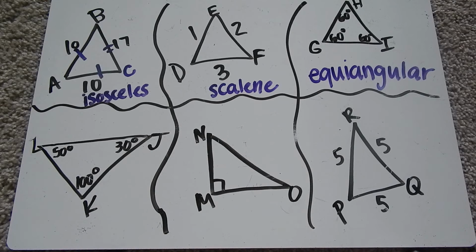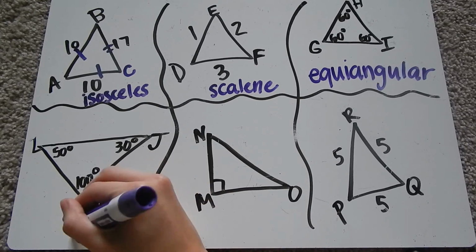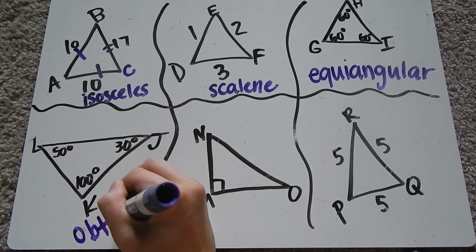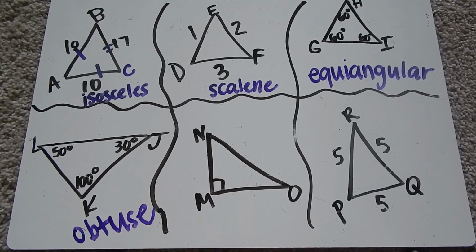The fourth triangle is also giving us angles. So we're going to classify by angles. If you notice, angle K is 100. 100 is greater than 90. When we have angles greater than 90, we have obtuse angles, so we call this an obtuse triangle.